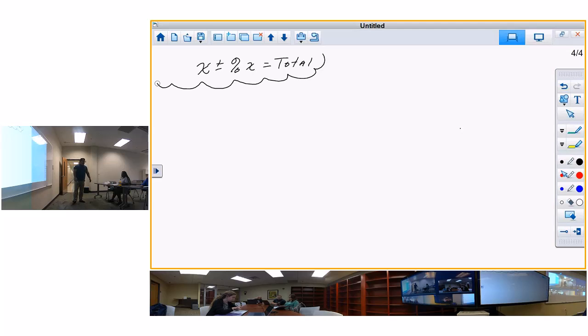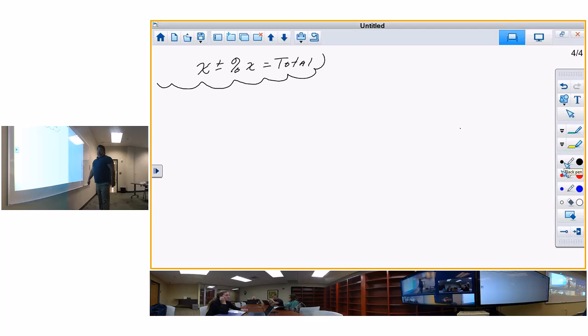Discounts and anything like that is subtracted. Taxes are added. Think about it. When you go up to the cash register, do you pay $1 for an item, or do you pay $1.05? You pay $1.05, or whatever the tax rate is. So you add it.